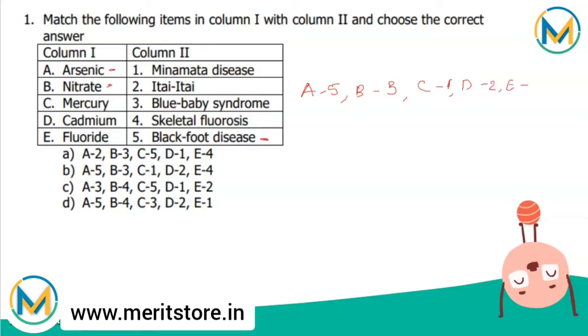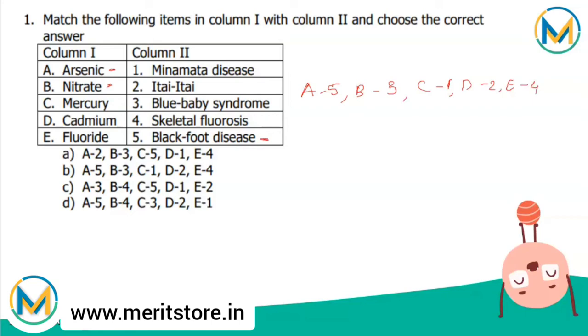And last E, that is fluorine. So skeletal fluorosis is a bone disease caused by excessive accumulation of fluoride in the bones. In advanced cases, skeletal fluorosis causes pain and damage to bones and joints. So it's E with 4.